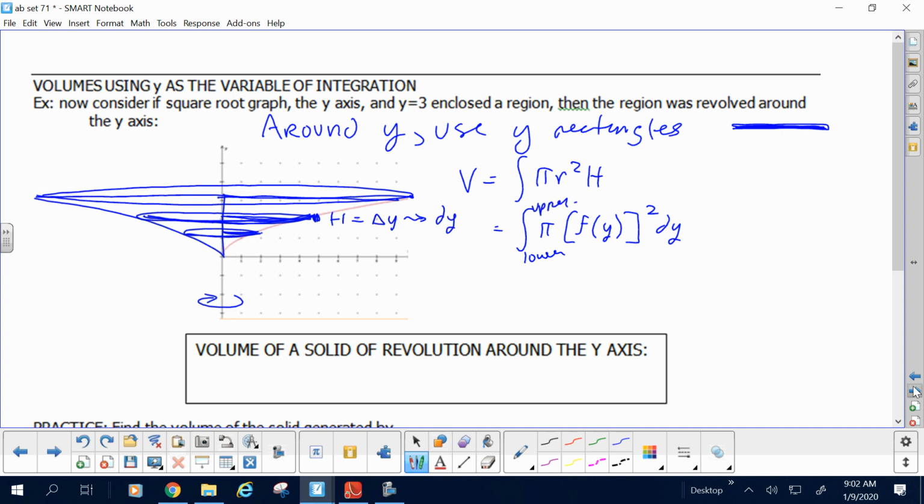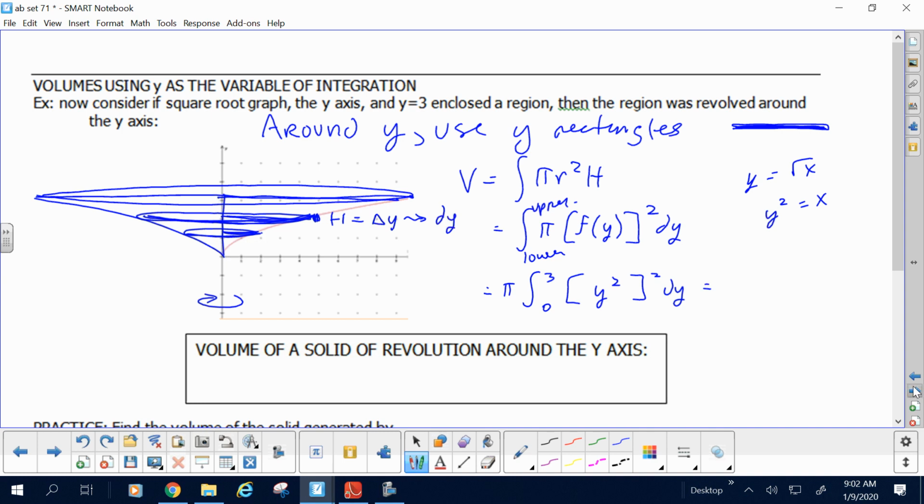So if we were to find the volume of this, we'll put the pi out front. What are the bounds? Are they 0 to 9 or 0 to 3? 0 to 3. Those are the y values, 0 to 3. And what about the function? If y equals square root of x, then what's the function in y terms? Y squared dy.